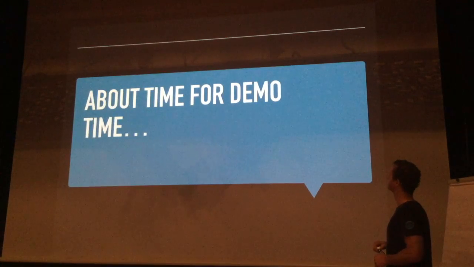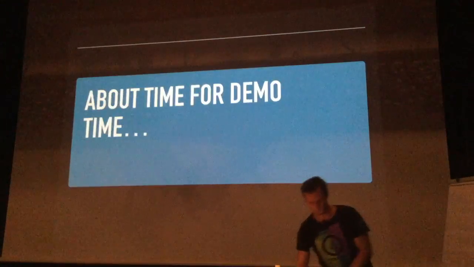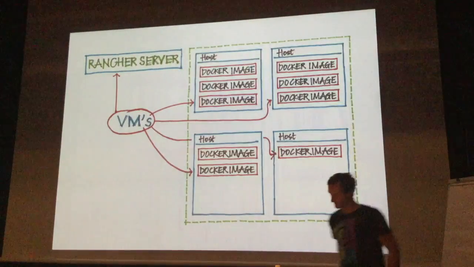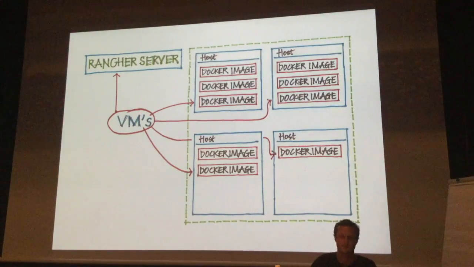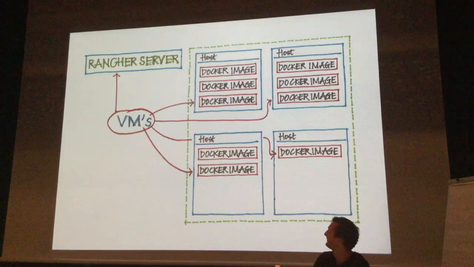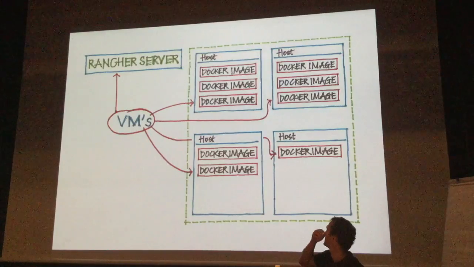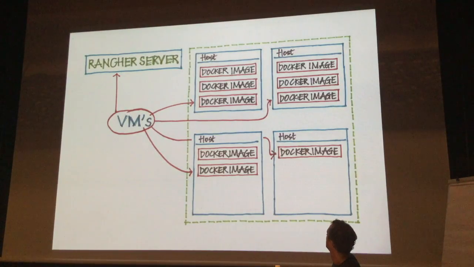I just demoed it. So what I want to do is install a Rancher server using a Docker run command. The Rancher server will be running in its own separate VM. And then for now we'll just start with 2 hosts running 2 services.